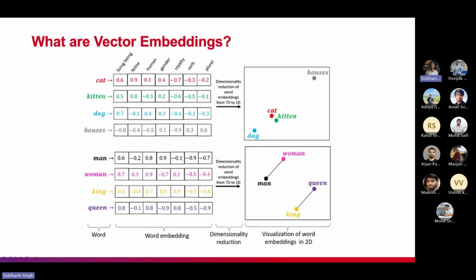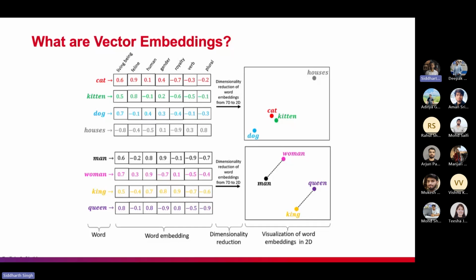So before moving to the architecture of a RAG system, I would like to talk about vector embeddings. Vector embeddings are numerical representations that place words or concepts in a multidimensional space. Here, each word is represented by a vector with different dimensions, capturing various aspects of meaning. This allows similar words to be positioned closer together in the vector space.